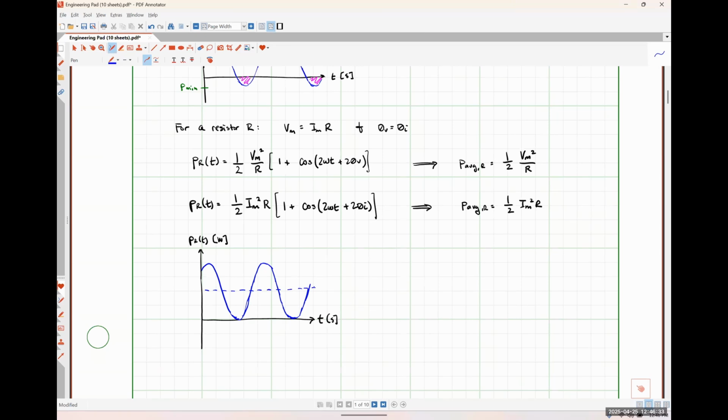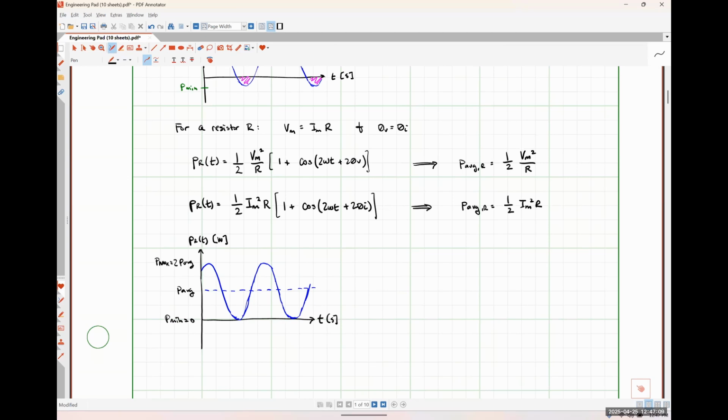So our maximum power up here is literally just going to be twice our average power. And our minimum power is simply going to be 0. So this occurs because a resistor is literally incapable of storing electrical energy. All it can ever do is convert electrical energy into heat, okay?